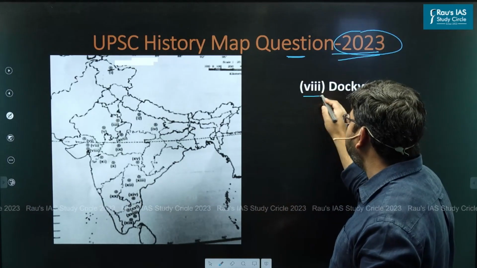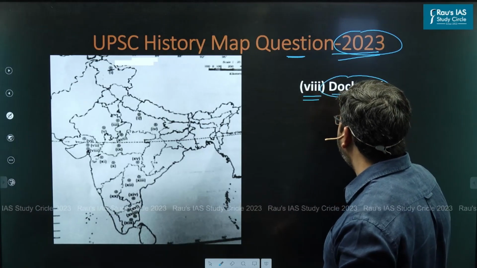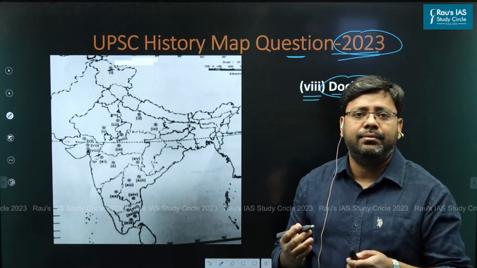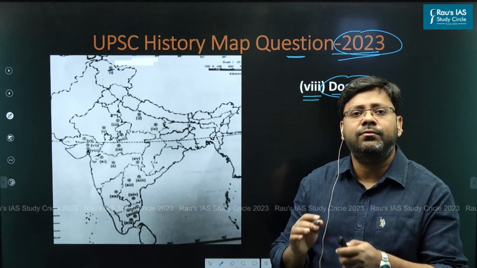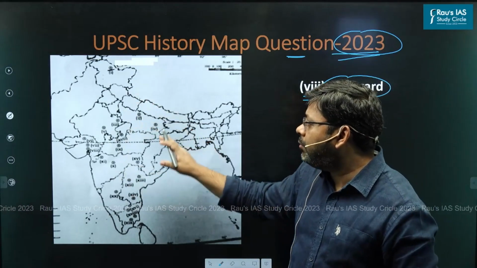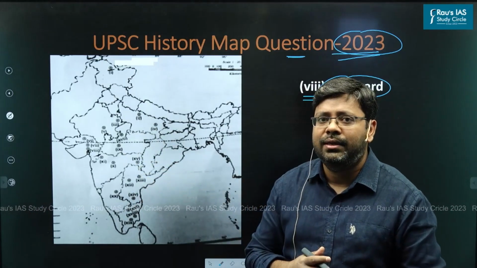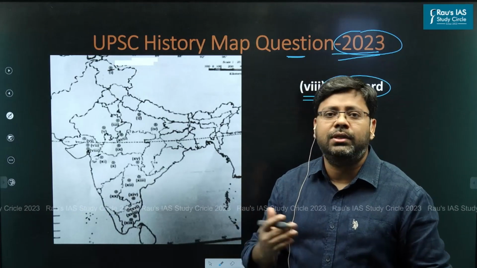Now I'll take one example here. It says that one of the points was an ancient dockyard. First of all, you have to understand here that the map question pattern in UPSC has completely changed, and now it has become super easy. How? Because they will already give you a map of India with the sites plotted on it. You do not have to plot the sites. The sites are already plotted on it, and you just have to describe the sites.